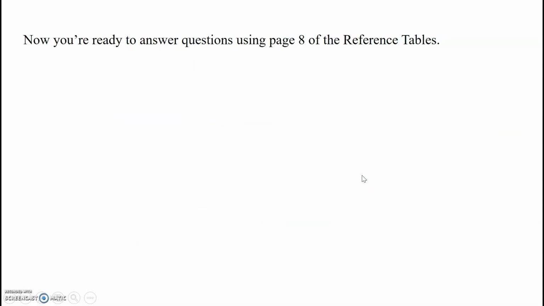So anyway, this is all the information that you need to answer questions based on page 8 of the reference tables using both the Bohr model of the hydrogen atom and the electromagnetic spectrum diagram. Thank you very much.